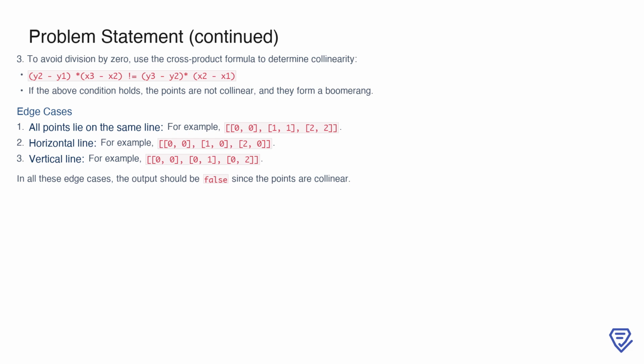It's also important to consider edge cases, such as when all points lie on the same horizontal or vertical line, or on a diagonal line like [0, 0], [1, 1], [2, 2]. In all these scenarios, the points are collinear, and the output should be false. By applying the cross-product formula to these cases, we can reliably determine whether the points form a valid boomerang.